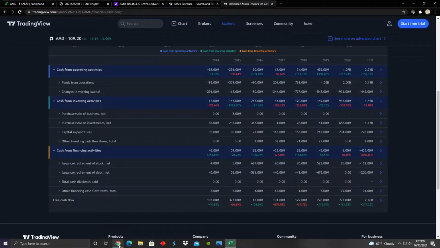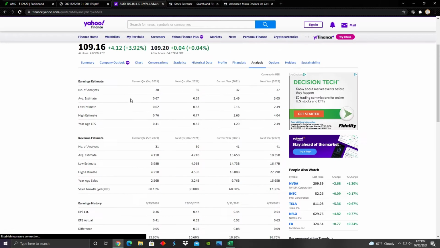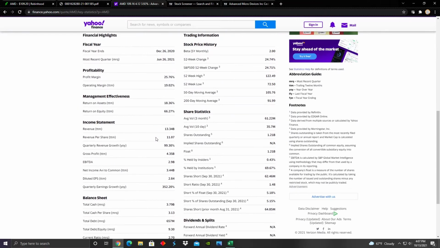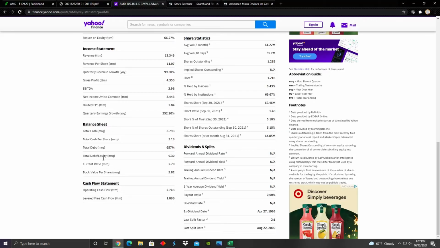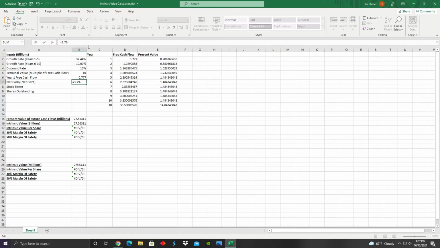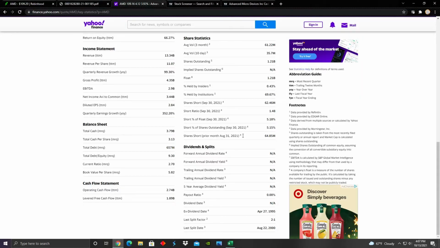And net cash and net debt, I can figure that out by going to statistics, scrolling down. Total cash 3.79 billion. Then I'm going to subtract their debt, which is 657 million, so they really don't have much debt. Okay, so their net cash is 3.1 billion, and shares outstanding is 1.21 billion.